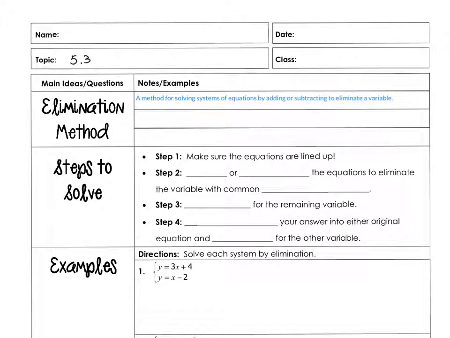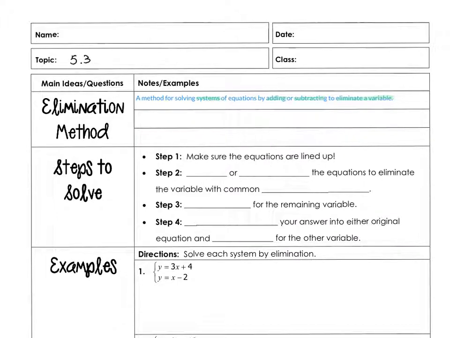In this video, we're going to learn how to use the elimination method to solve a system of equations. Please pause the video and copy down this sentence. Elimination method is a method for solving systems of equations by adding or subtracting to eliminate a variable. That's really important because that's in essence what we're going to be doing for the rest of this lesson.